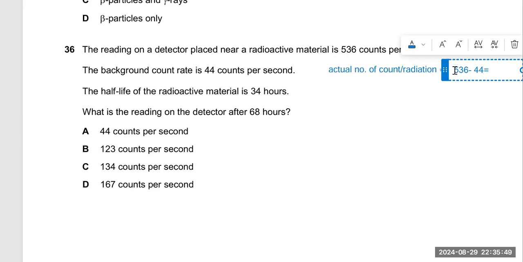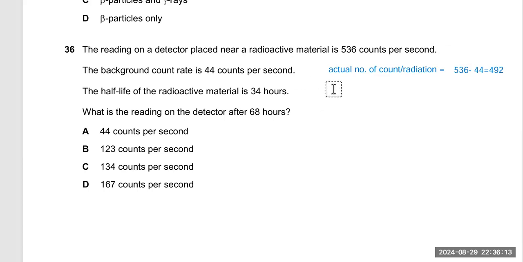The answer is, I have to use the calculator, and 536 minus 44, 492. It means 492 is the actual counts that is emitted by the radioactive material. The half life of the radioactive material is 34 hours. It means half of the atoms can be destroyed in 34 hours.